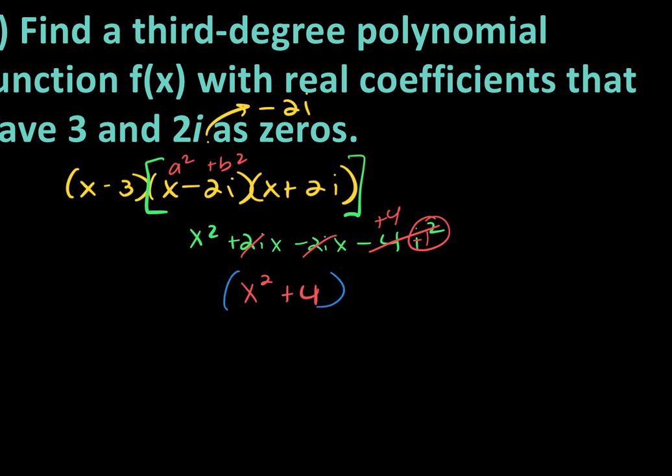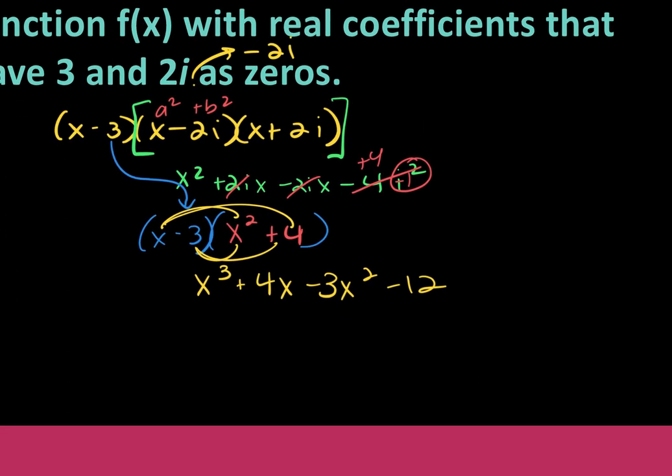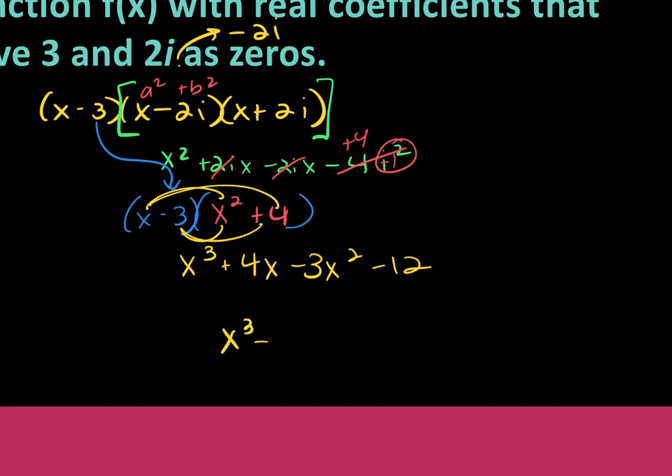Then I'm going to not forget to bring down the x minus 3 because that's a mistake people make you don't want to do. And I'm going to do x times x squared, which is x to the third, x times 4, negative 3x squared, negative 12. And you get x to the third minus 3x squared plus 4x minus 12. That is your function. It equals f of x, okay?